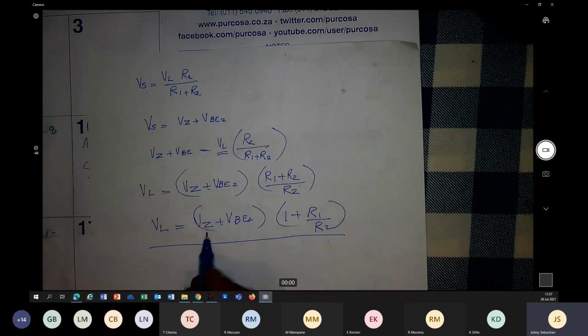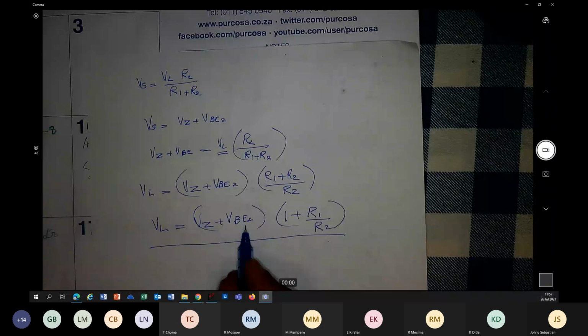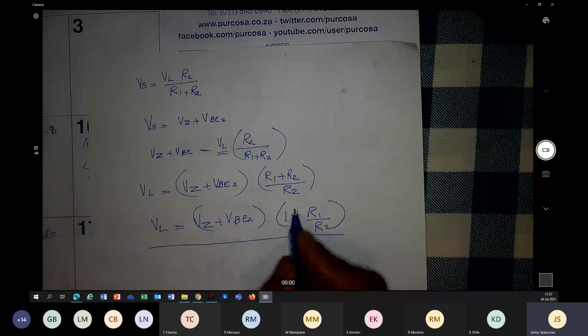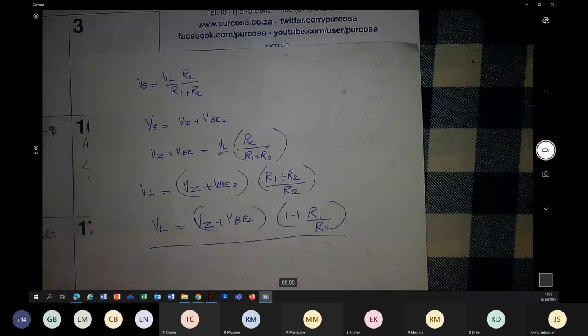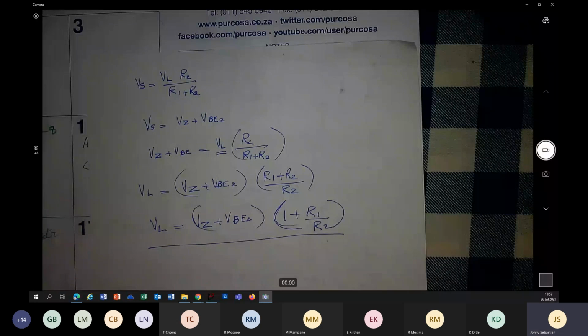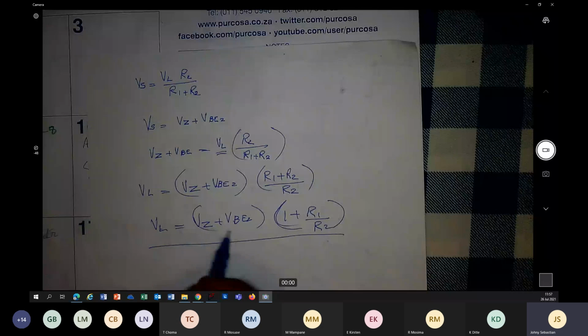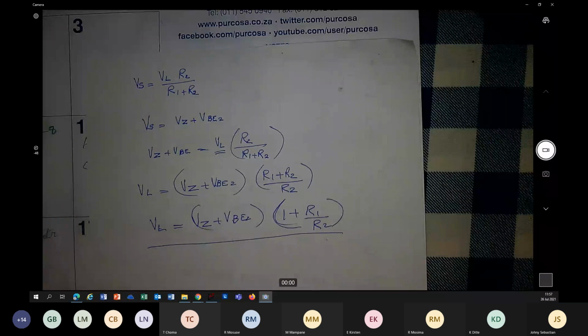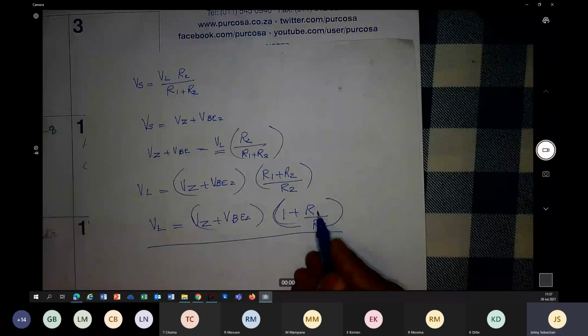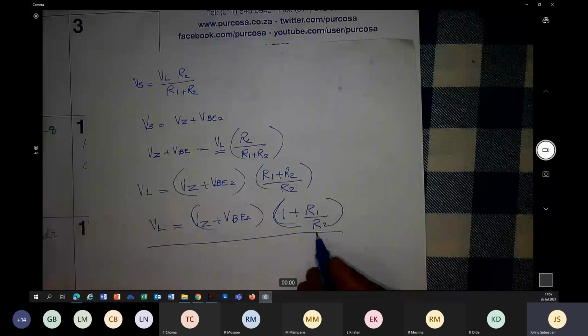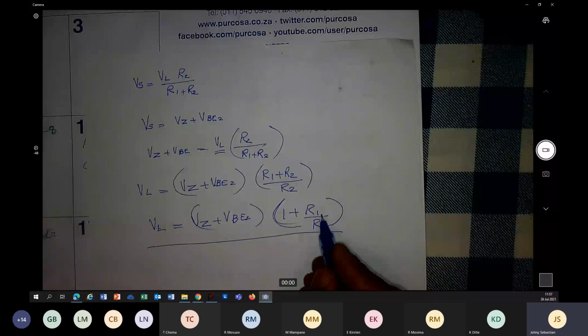VZ is a constant, VBE is a constant. 1 plus R1 over R2 is a constant. 1 plus R1 over R2 is bigger than 1. So basically, VL could be any voltage bigger than VZ plus VBE. You just have to choose correct values of R1 and R2. Then, if you say R1 and R2 are equal, 1 plus 1, you get 2. 2 times VZ plus VBE is the same as VL.